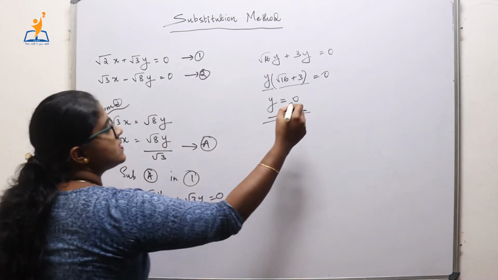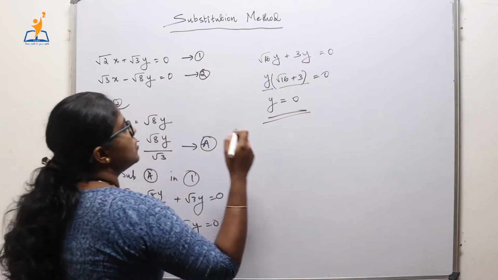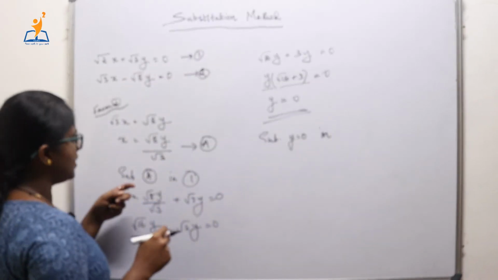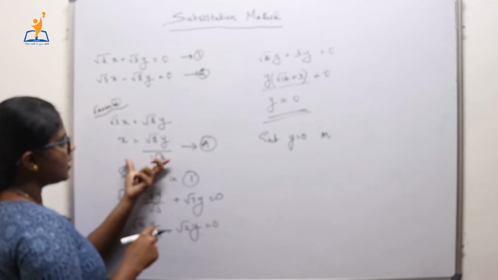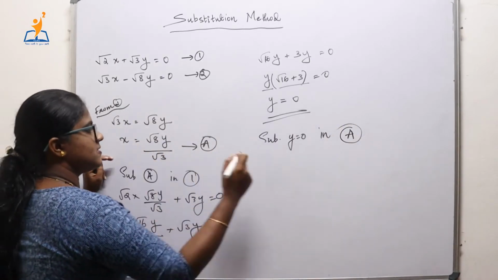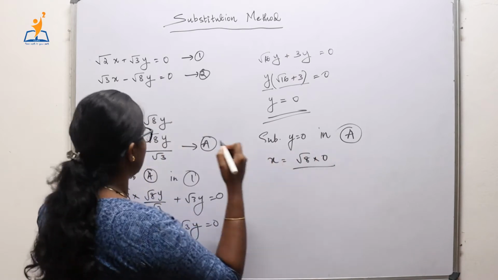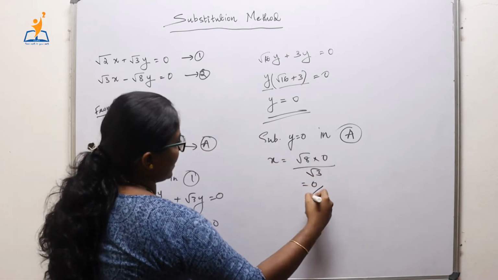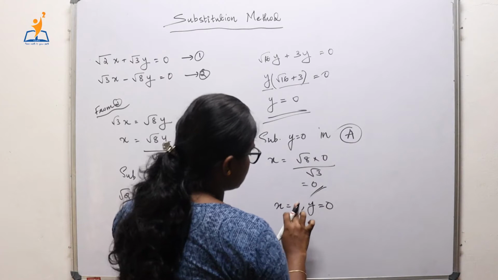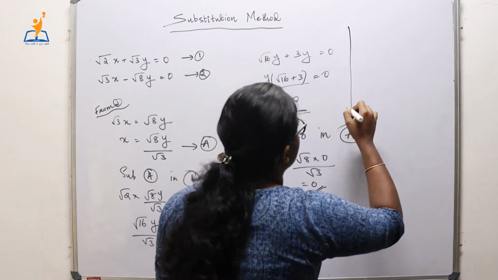Now we have to substitute y is equal to 0 in equation number 2, or in equation number A. Let's put in equation number A. Now x is equal to root 8 into y, that is 0, divided by root 3, and that is again 0. So we got x is equal to 0 and y is equal to 0, which means our solution is (0, 0). Let's go for the verification part.